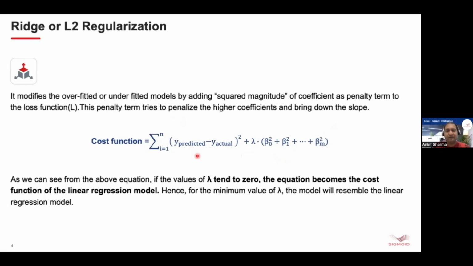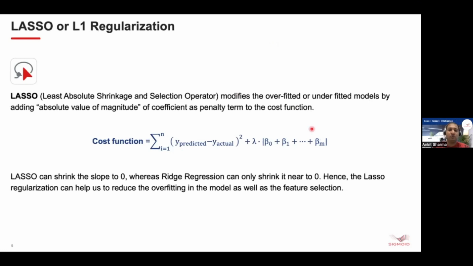Now we are going to discuss lasso regularization. Lasso regularization is also called L1 regularization, and the cost function of lasso regularization is given by the summation of predicted minus actual value whole squared plus the penalty term, which is lambda times the absolute value of the magnitude of your coefficients. The full form of lasso is least absolute shrinkage and selection operator.